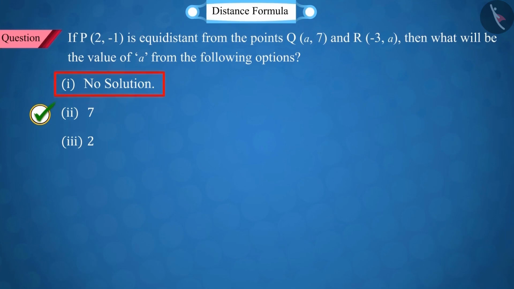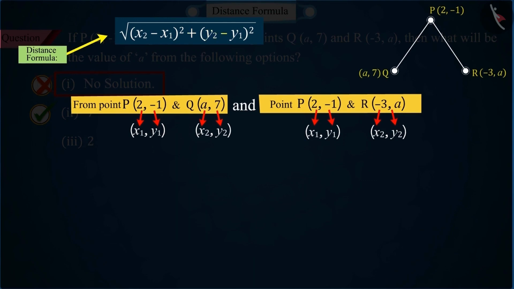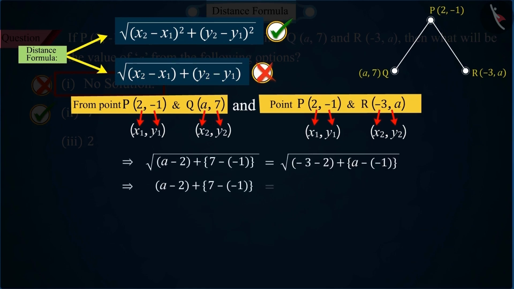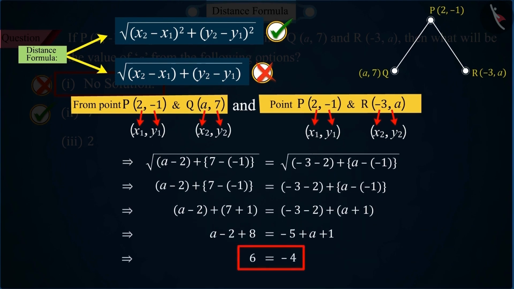If you have selected option 1, then it's a good try, but this is the wrong answer. If you use the distance formula, then in place of the square root of the square of x2 minus x1 plus the square of y2 minus y1, we put the square root of x2 minus x1 plus y2 minus y1. Because of which, you get a statement without a variable, which is impossible.